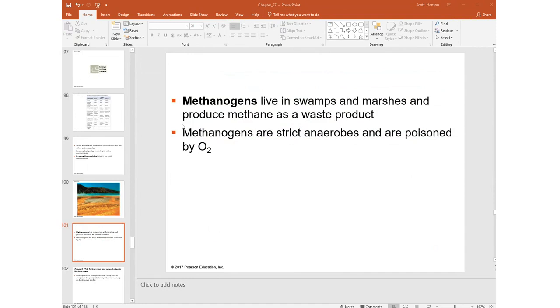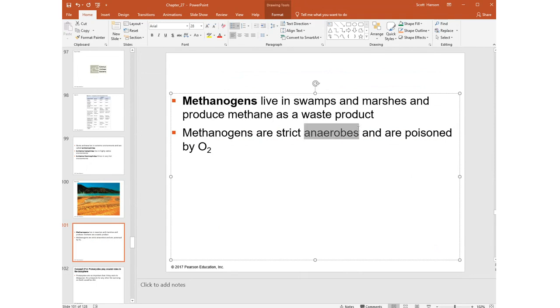And then there are also things called methanogens. So methano refers to methane, and gen, remember, means to produce or to generate. So they produce methane. They're in swamps and marshes and sloughs as well, and produce lots of methane as a waste product. And these methanogens are strict anaerobes, so they must be in an environment without oxygen, because the O2, the oxygen, is actually poison to them.